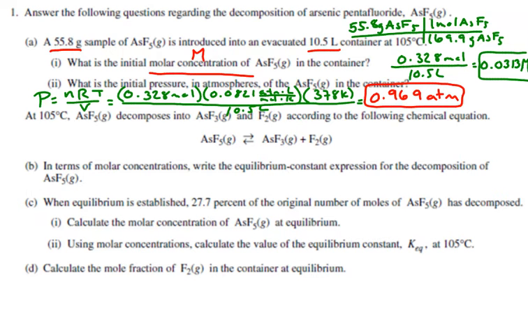All right, please do the next one. At 105 degrees, AsF5 decomposes according to the following chemical equation. B, in terms of molar concentrations, write the equilibrium constant expression for the decomposition. It should take you 30 seconds, if that. Please write it out. Pair with your besties.